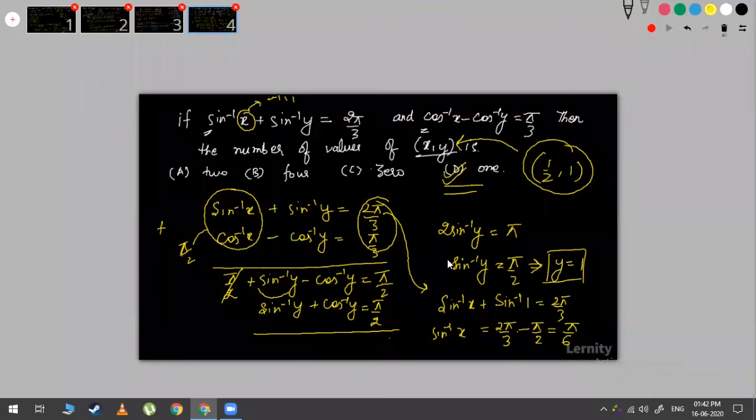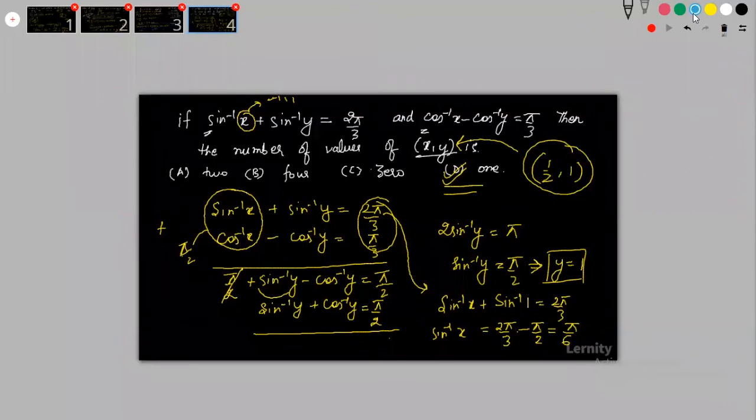Okay, see this step. If you are having doubt in this step, that why have I added this part, so let's not add anything. So this is sine inverse of y minus cos inverse of y is equal to pi by 2. I can take sine inverse of y on the other side, so this will become minus cos inverse of y is equal to pi by 2 minus sine inverse of y. Pi by 2 minus sine inverse of y is cos inverse of y.